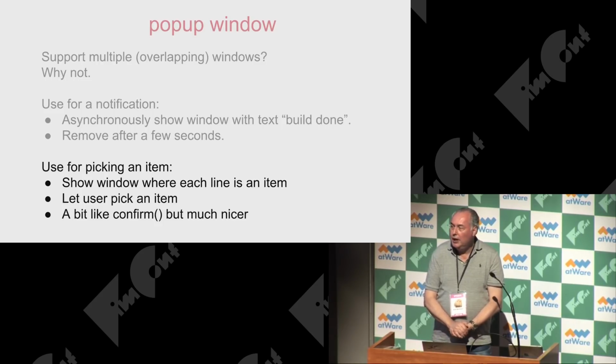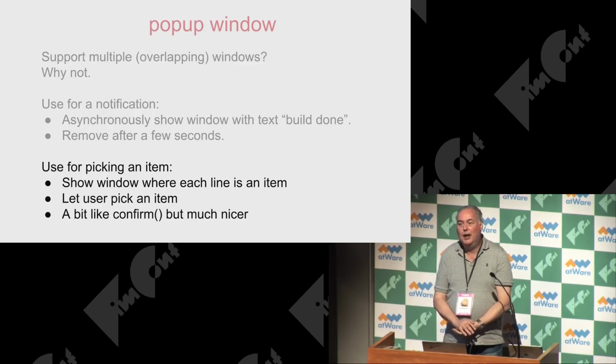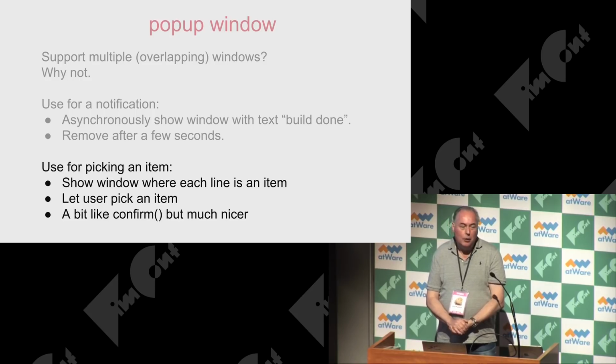We could also use this to have a nicer way of asking the user a choice. Currently, we have the confirm function, but it's very simplistic. In the GUI, it looks a bit nicer, but in the text version, it's very primitive. So we can use the pop-up window to make this look better. But that's optional, we can do that later.